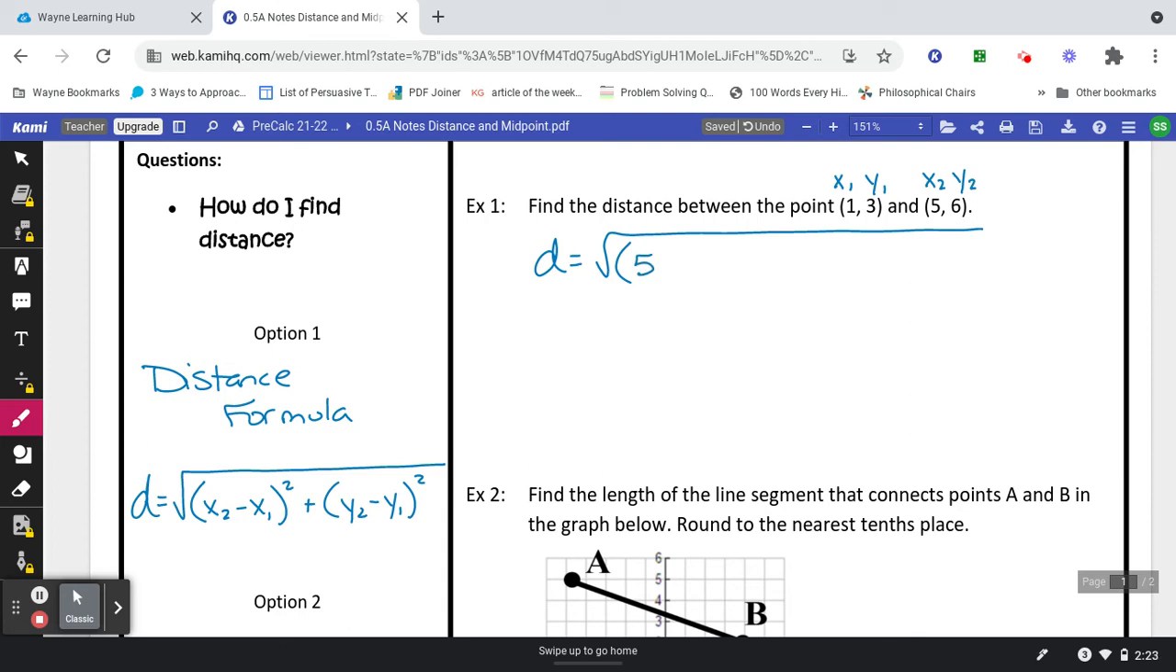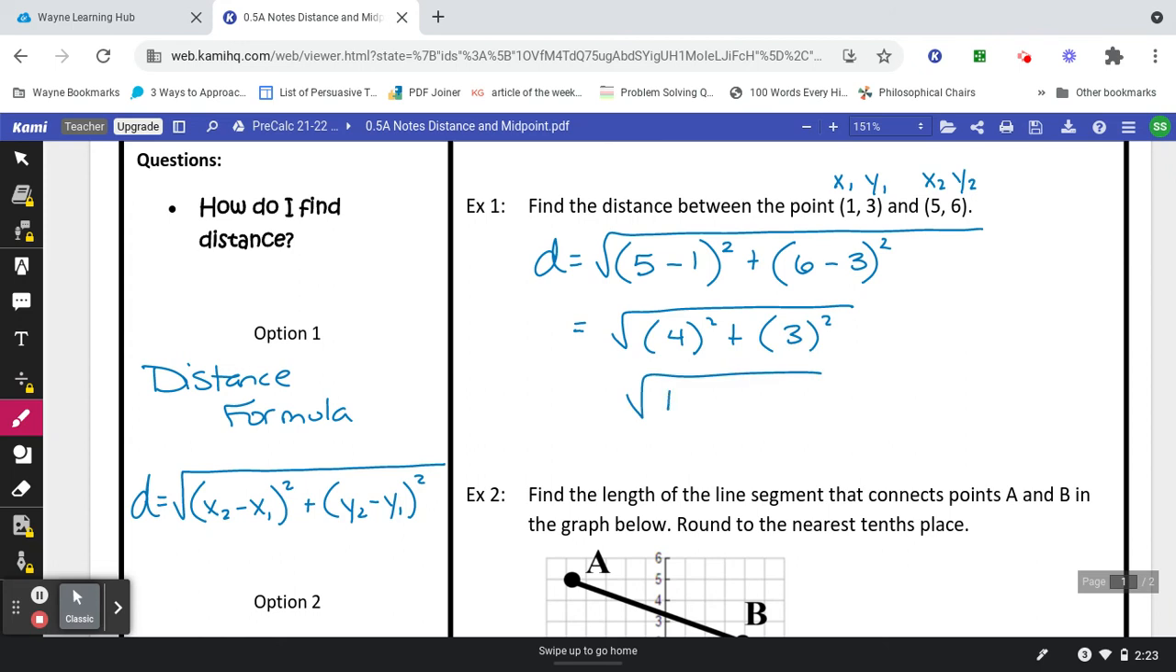x2, 5, minus x1, 1, square that. y2, 6, minus y1, 3, and square that. Simplify 5 minus 1 to get 4, 6 minus 3 to get 3. 4 squared is 16, 3 squared is 9. Add those together to make 25 and take the square root of that to get 5.